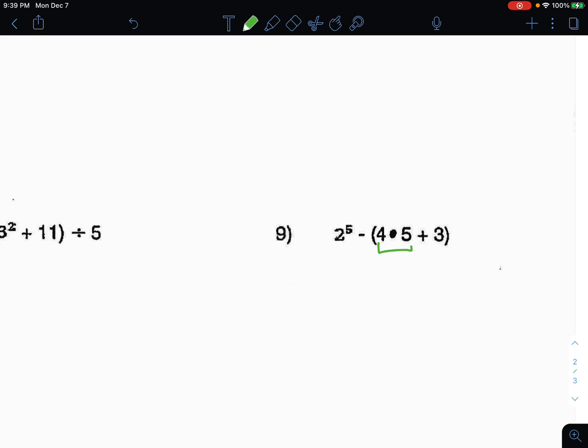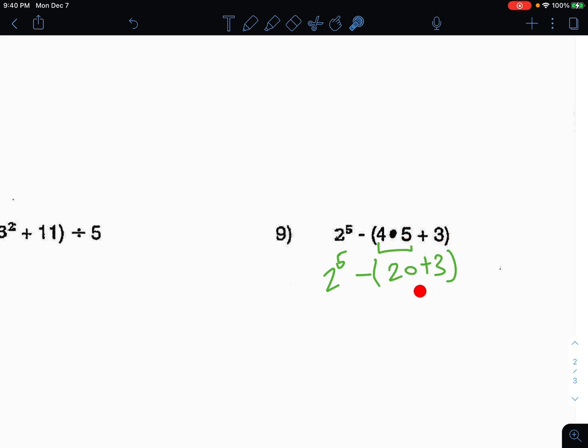That's 20. Bring down the plus, the 3. We bring down the parentheses, bring down that minus, and then 2 to the 5th is still there. All right, now you would think, oh, well, now we do the exponent. No, we still have parentheses there. We didn't deal with them. You don't get rid of the parentheses until you deal with everything in there.